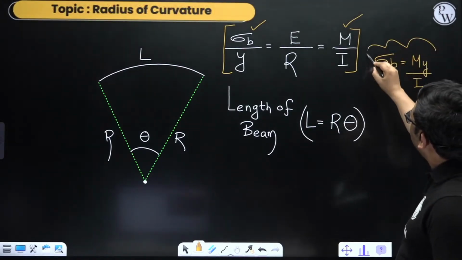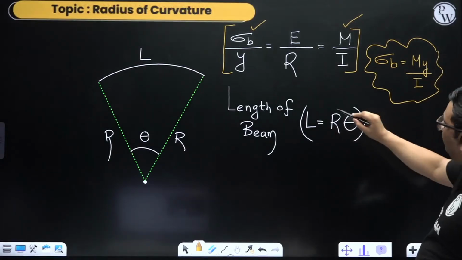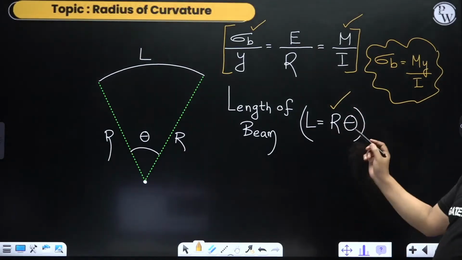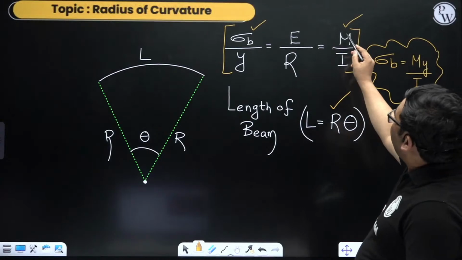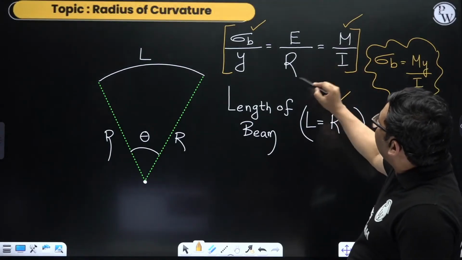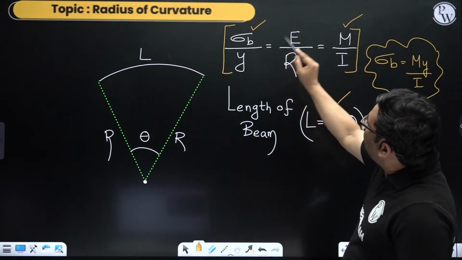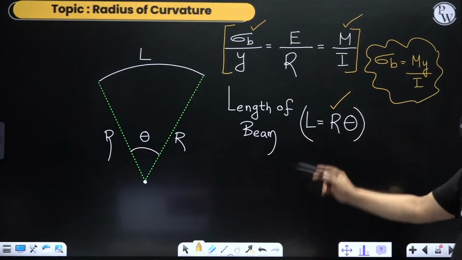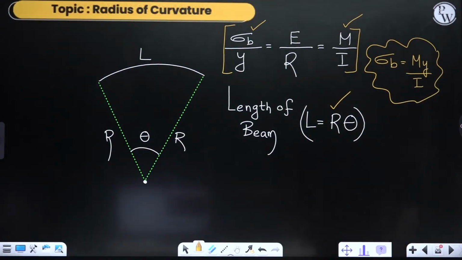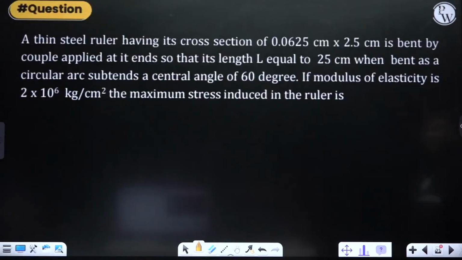And then either I can find out the radius in this way if I know the angle, or if I know the bending moment I can find out the radius in this way. If I know the bending stress and Y, then also I can find out the radius in this way. So in this way we can find out the radius of curvature. Let us understand this by questions.